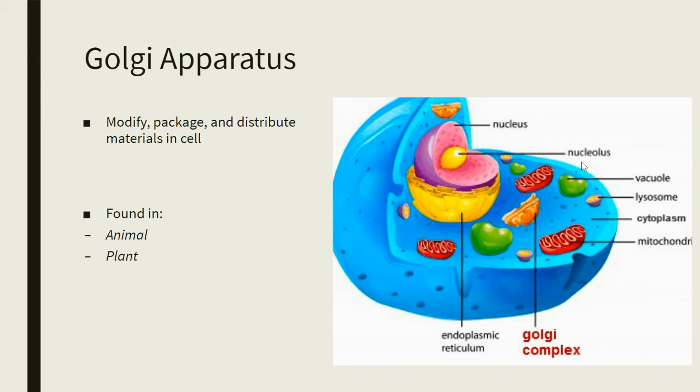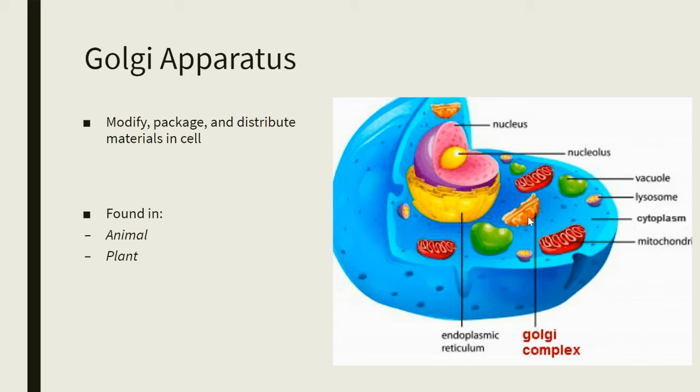It will not be found in prokaryotic cells. Next, we've got the Golgi apparatus. You can see it there. Sometimes people call it the Golgi body or the Golgi complex. So anytime you see Golgi, just know that we're talking about this organelle that modifies, packages, and distributes materials. It can distribute within the cell or even go outside of the cell.